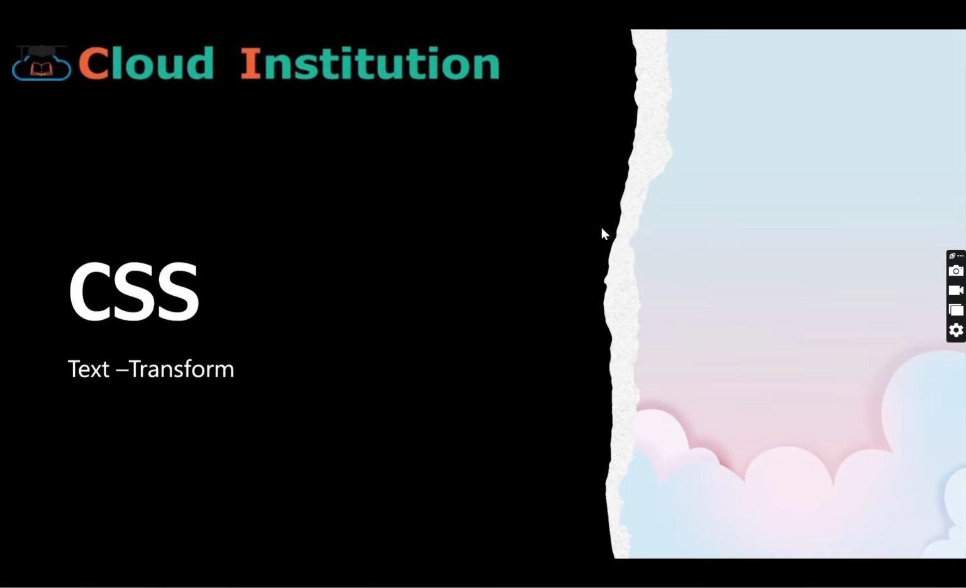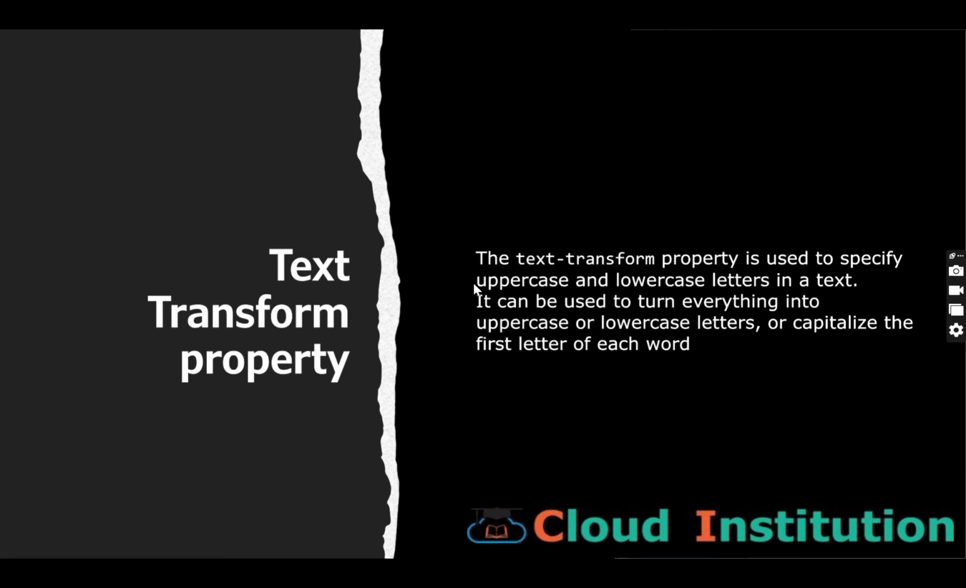In this video, we will see how to add the text transform property. In the previous video, we covered the text decoration property. In this video, we are going to cover the text transform property. The text transform property is used to specify whether you want to make the text uppercase or lowercase, or capitalize the first letter. You can use this text transform property.